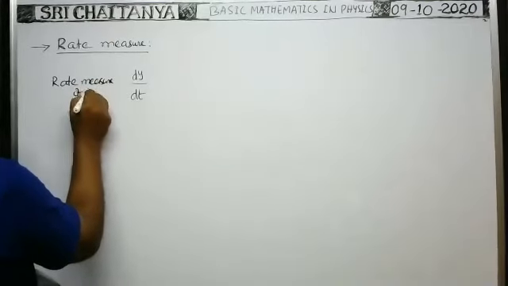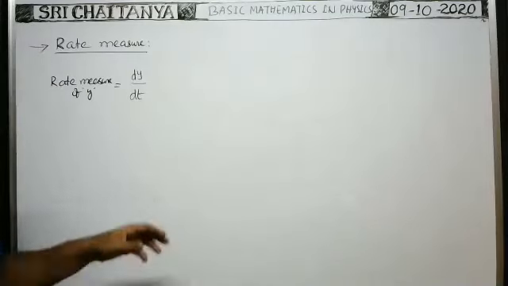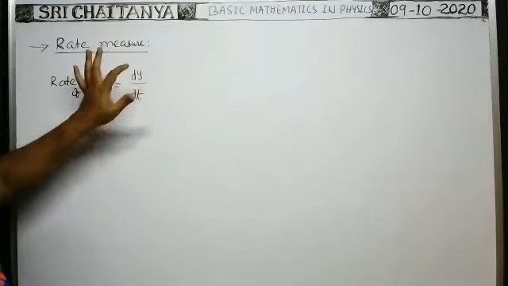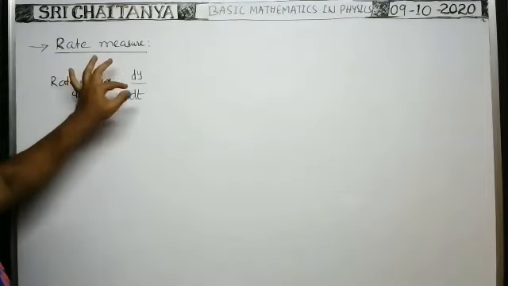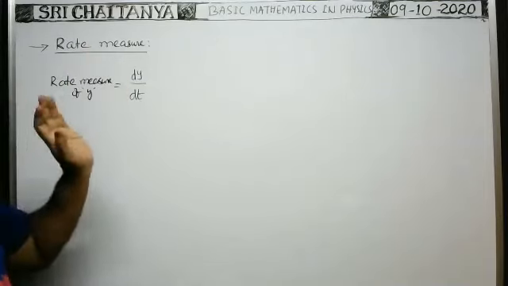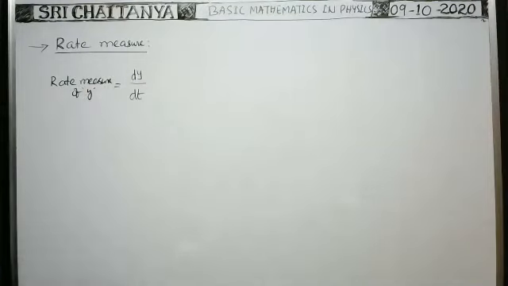Rate measure of y is equal to dy by dt. That means the change of any physical quantity with respect to time. That is called the rate measure, or rate of change in the y value, the rate of change in the physical quantity y in general. Okay, one example we will discuss now.